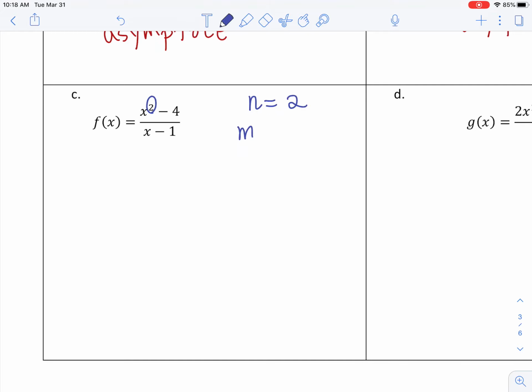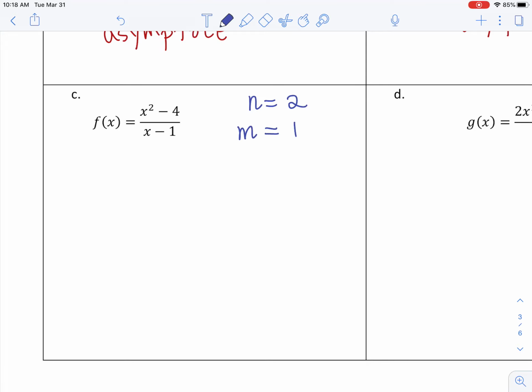Degree of the numerator is 2, right? What about the degree of the denominator? It's going to be 1. You just saw that 2 is exactly 1 bigger than 1, so this is going to have a slant asymptote. So how are you going to find this? You're going to find it by actually doing the division, okay?